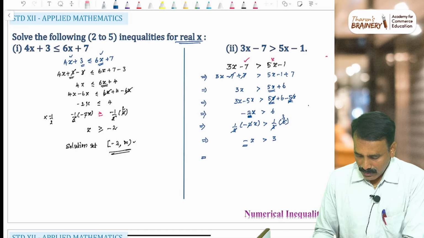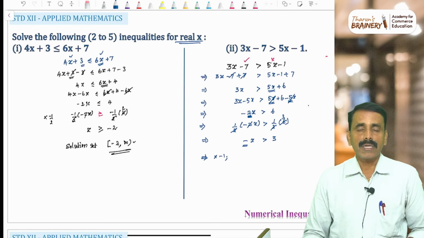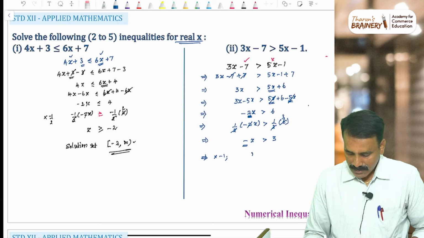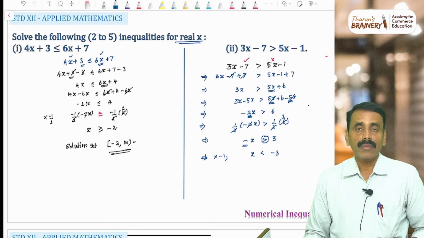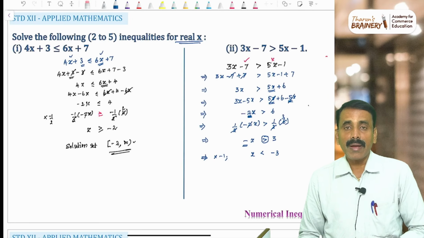So what do I do now? Multiply by minus 1 on both sides. When you multiply by minus 1 on both sides, what will happen? Minus 1 into minus x is plus x. Minus 1 multiplied on the right hand side will become minus 3. What happens to this inequality? It is getting reversed. Greater than changes to less than. Now my x is less than minus 3.